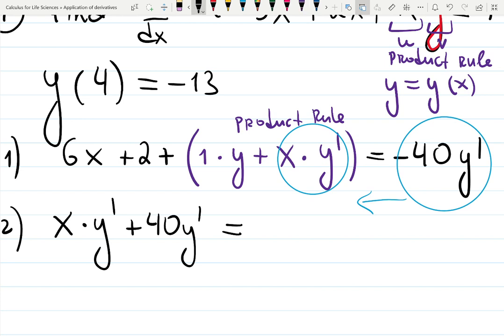Everything else is garbage. Move it to the right-hand side. 6x becomes minus 6x. 2 is minus 2. Y is minus y.